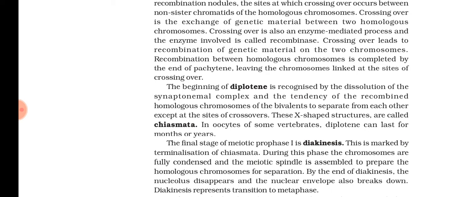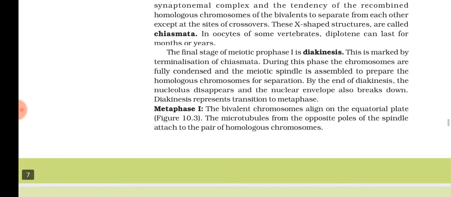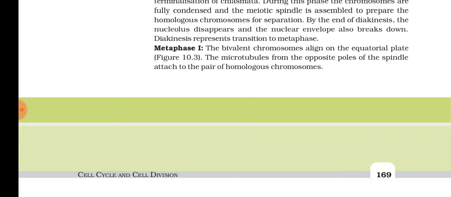Then at the end of prophase 1 you can see that the nuclear membrane disappears, and the nucleolus disappears. Then chromatin fibers condense to form the chromosomes. So these are the major events taking place in prophase 1. So let's continue to the next phase, that is metaphase 1.